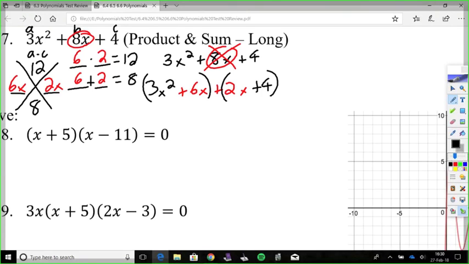So 3x squared and 6x. What do they have in common? They're both divisible by 3, and they both have an x. So we're going to factor 3x out. All right, and when we do that, we'll have x left and then plus 2. And the second group, both of them are divisible by 2, so we'll take the 2 out. And we've got what? x plus 2 left over.